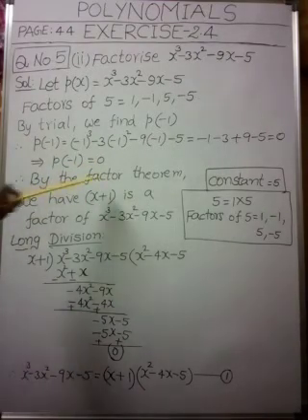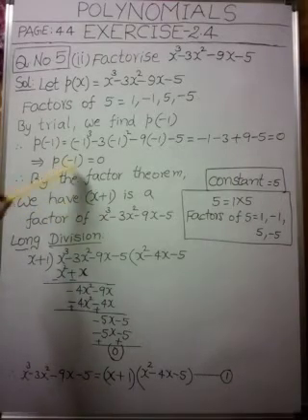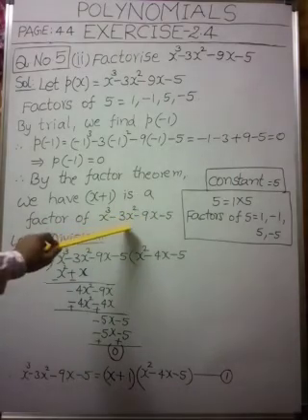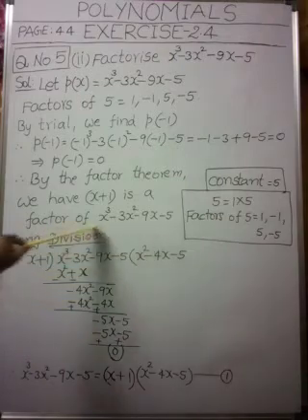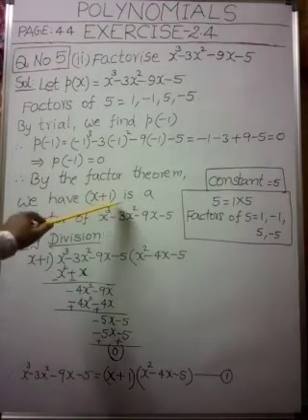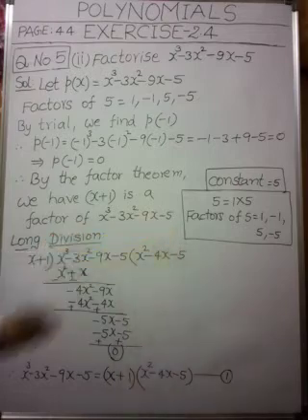Therefore, by the factor theorem, we can say that x plus 1 is a factor of x cube minus 3x square minus 9x minus 5. Understood this sentence, my dear children? By using the factor theorem, we can say that here x plus 1 is a factor of x cube minus 3x square minus 9x minus 5.